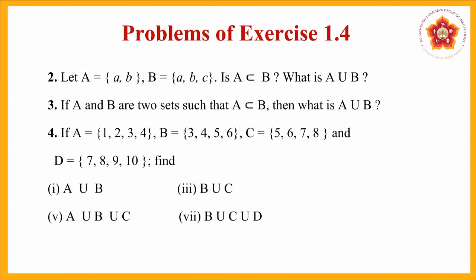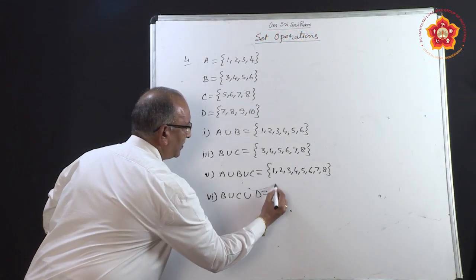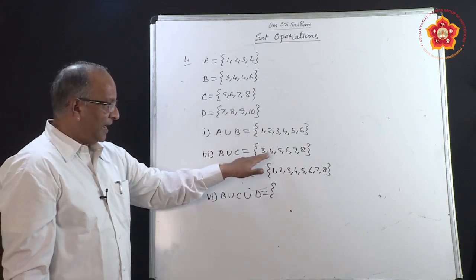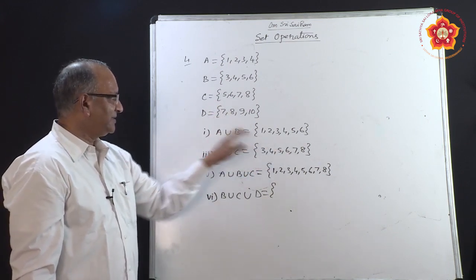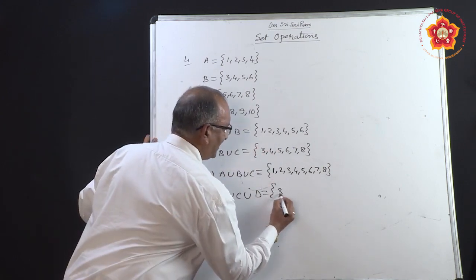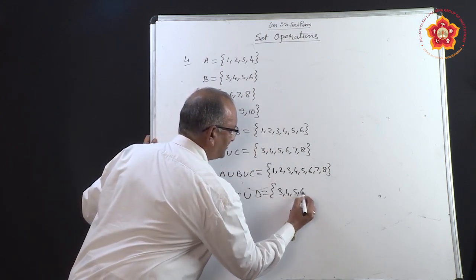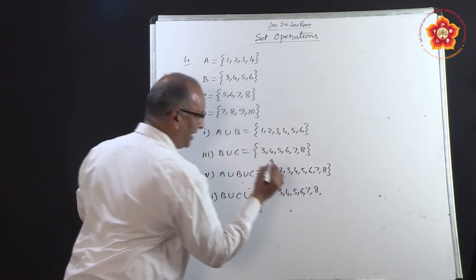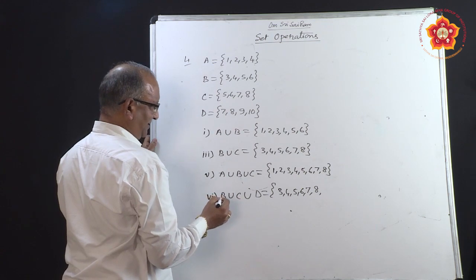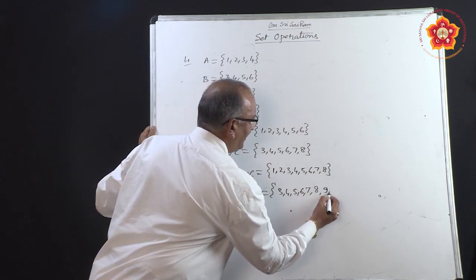Lastly, he says find B union C union D. B union C we already got. Club the elements of D with B union C, and you get B union C union D. What are the elements of B union C? They are 3, 4, 5, 6, 7, 8. Along with that, club the elements of D which are not there in B union C. So we have 9 and 10.